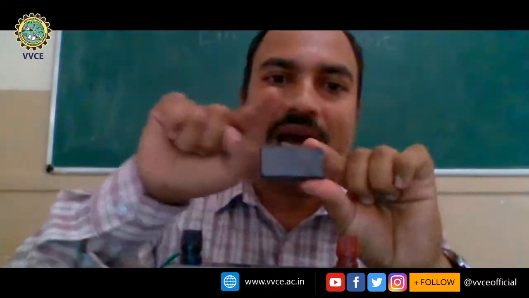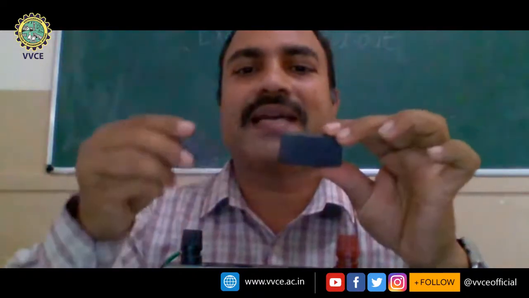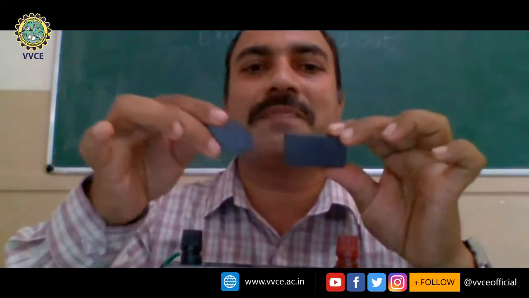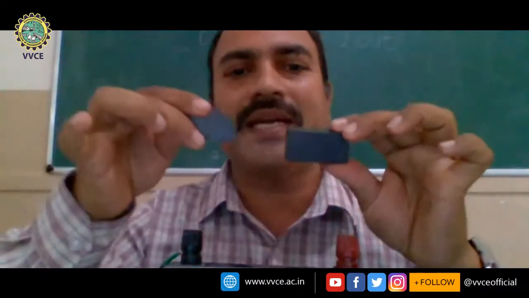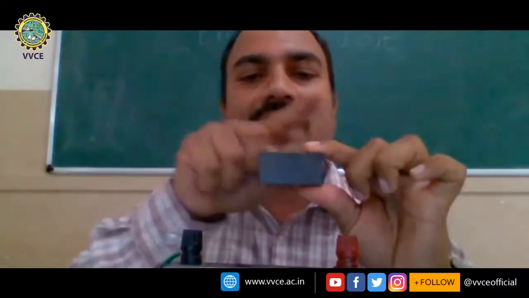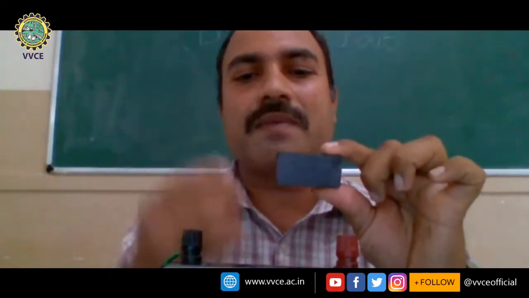Here is a magnet, right? The region around the magnet where another magnet experiences a force is called the magnetic field. I can sense some sort of force which is repelling here. The same feeling we can observe if you hold two magnets in your hand, right? So the region around a magnet where another magnet experiences a force is called the magnetic field.